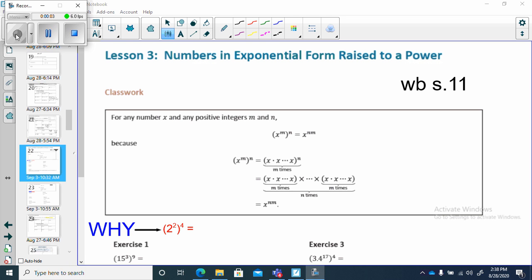This is Module 1, Lesson 5. This is where we're going to be raising numbers in exponential form to a power. They've got the theoretical approach here, but I want to show you an actual example here. 2 squared raised to the 4th power. Do you see how we've got a base of 2?